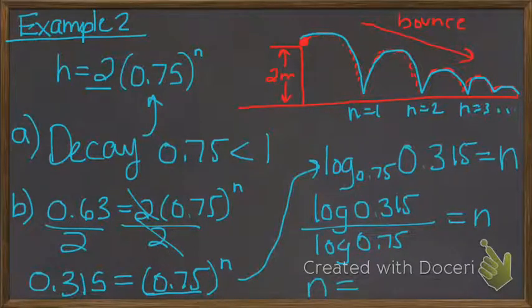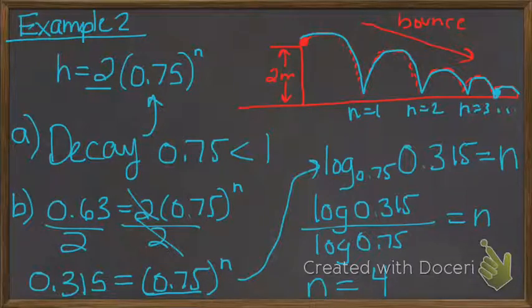And when you evaluate that on your calculator, you'll realize that n should be, if we round to the nearest whole number, 4. So the height of the ball is going to be 0.63 meters after the 4th bounce, which we can actually visualize in our diagram, would be right there. So here's our answer for B. Go ahead and try C.